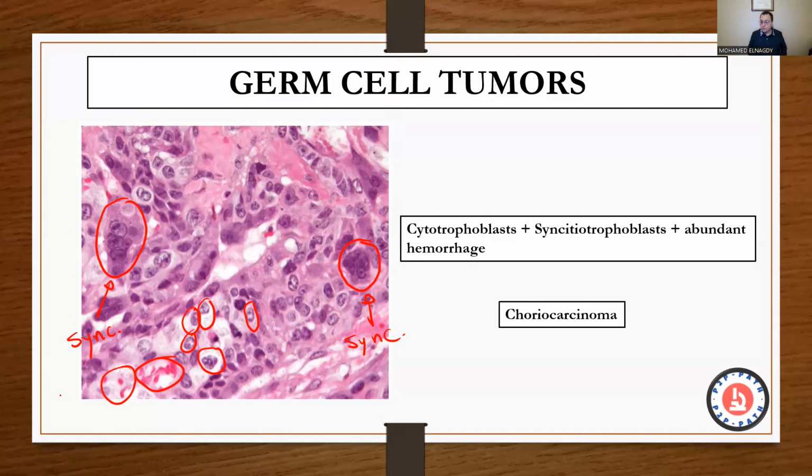So you're dealing definitely with choriocarcinoma. Cytotrophoblast, syncytiotrophoblast, abundant hemorrhage. So you're dealing with a choriocarcinoma.